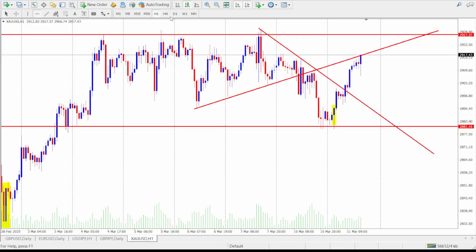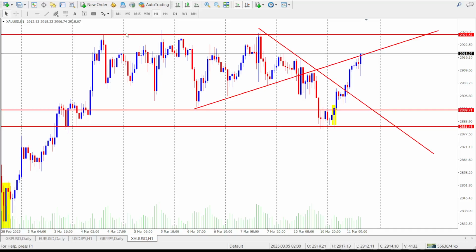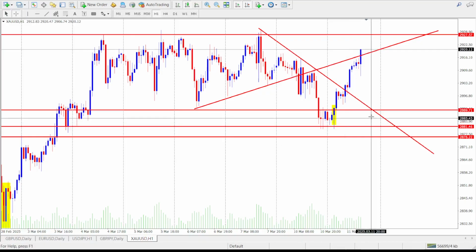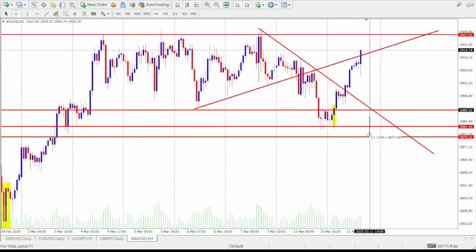For example, if you're going to enter a buy trade around here, perhaps after this pin bar formed, you can set your stop loss below the support level, some pips below. Then you can be targeting a risk to reward ratio of at least 1:2. If you're risking about 150 pips, be targeting at least 300 pips.